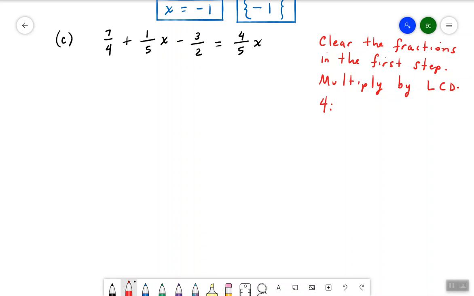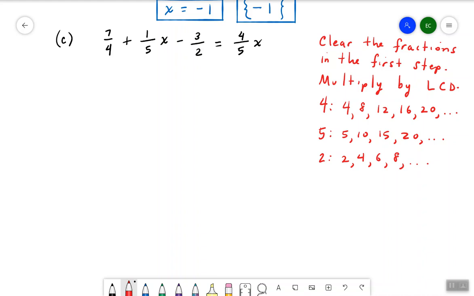When we say we want the least common denominator, we need to think of multiples of 4, which would be 4, 8, 12, 16, 20, and so on. And we also need to think of multiples of 5, which would be 5, 10, 15, 20, and so on. And we also need to think of multiples of 2, which would be 2, 4, 6, 8, and so on.